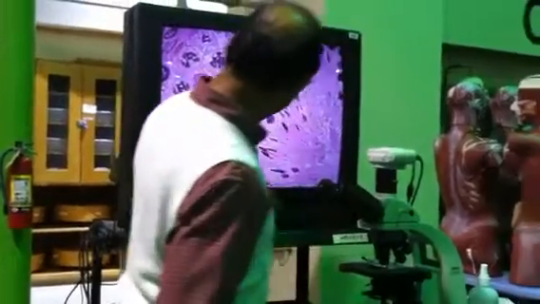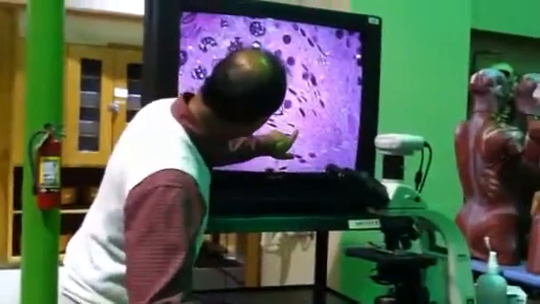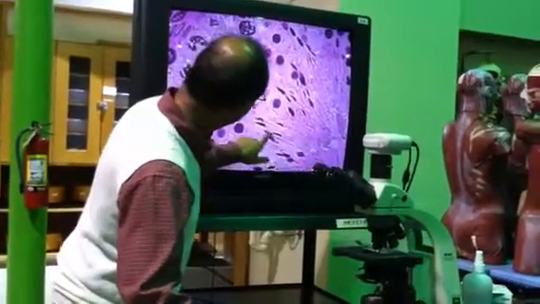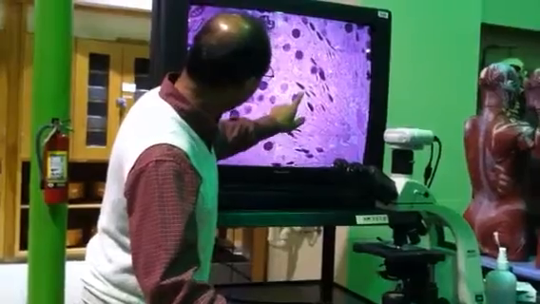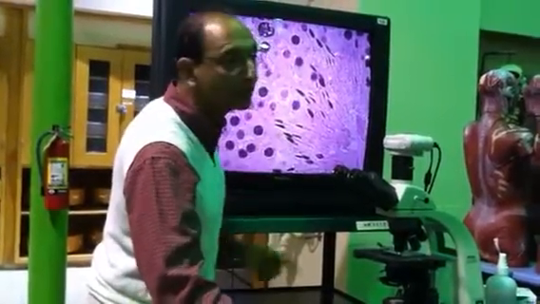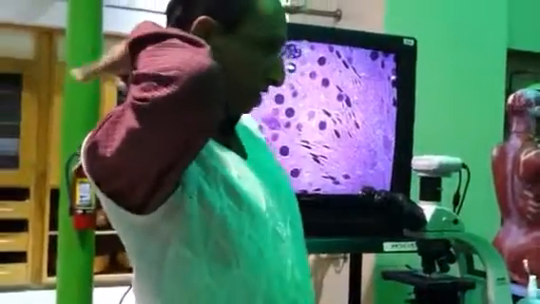See this here? You can see now this is changing into this structure. Do you see the tail here? Yes. Tail of the sperm, right? So what do you call that process? Change of spermatid into sperm. Spermiogenesis.